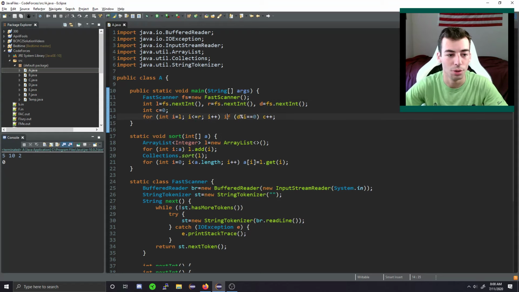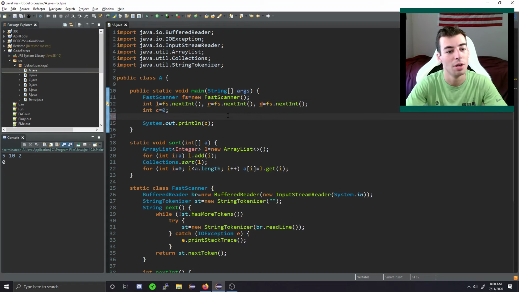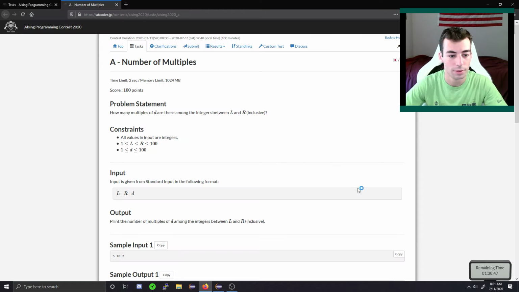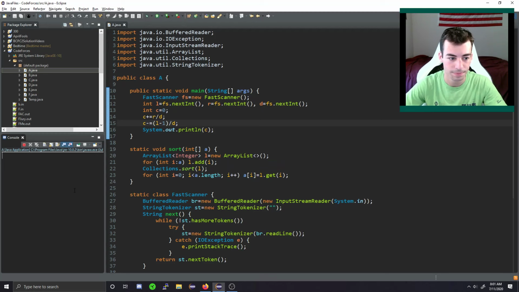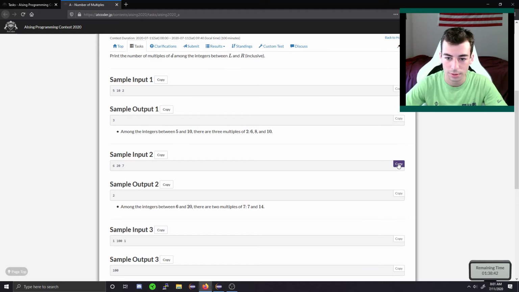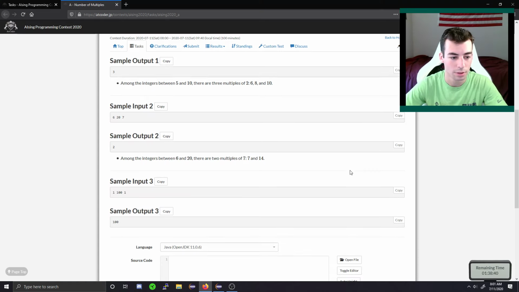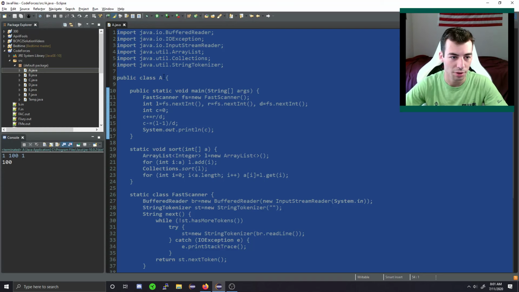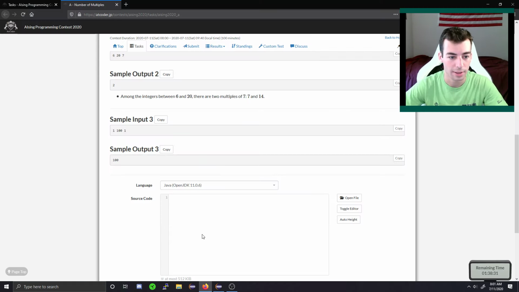Yeah, okay, so I solved the wrong problem here, but C plus equals R over D, C minus equals (L minus 1) over D. All right, there you go. Oh, we have to call this main, and then we're good to submit.